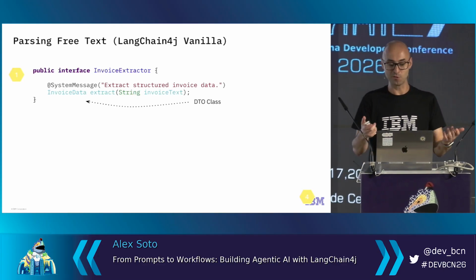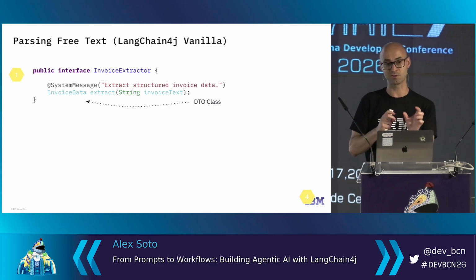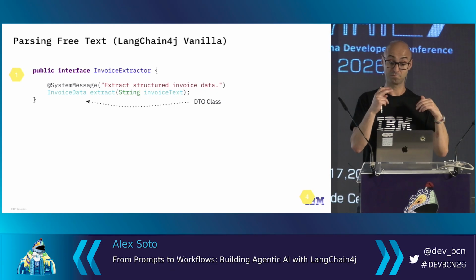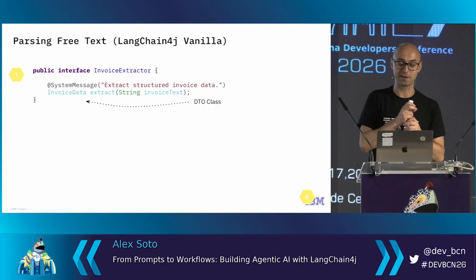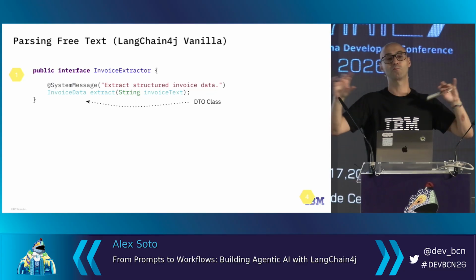So what you can do is things like that. Instead of returning a string, you can return a Java object. In this case, an InvoiceData. So you create InvoiceExtractor. Notice that here, I'm just showing you how to do it with vanilla LangChain4j. So with no Spring Boot, no Quarkus, nothing.